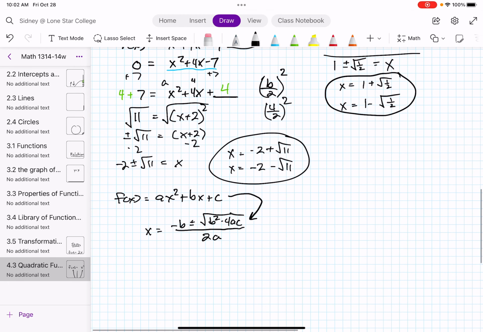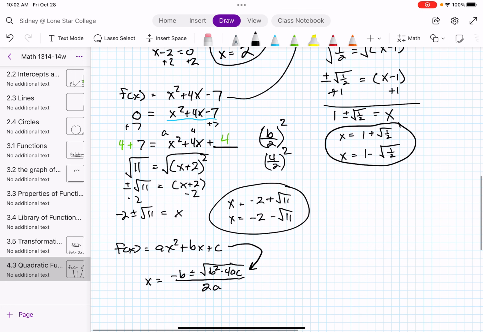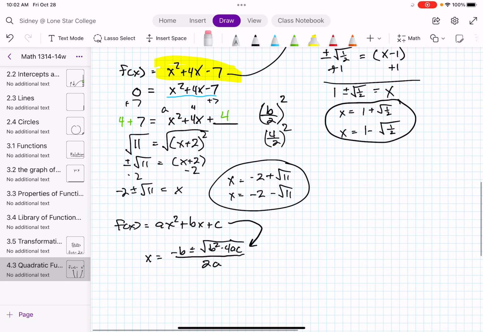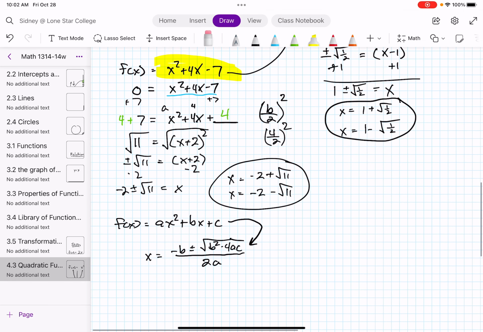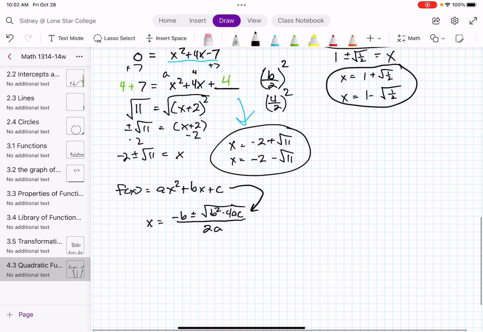But what this is, it's a formula. You can literally take your a, b, and c values from this quadratic right here, and simply plug those values into the quadratic formula, and it will give you these same two answers. So let's look at that problem with the quadratic formula.